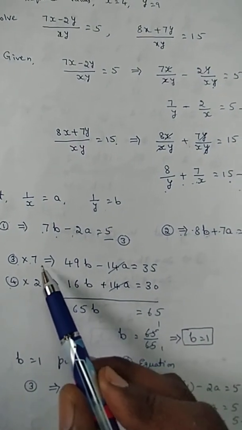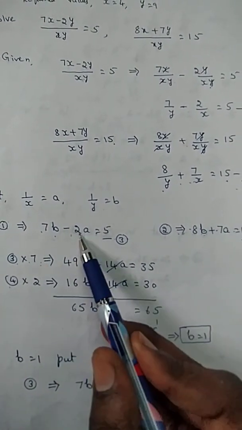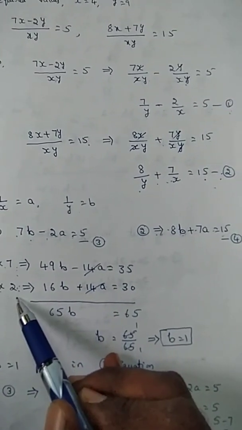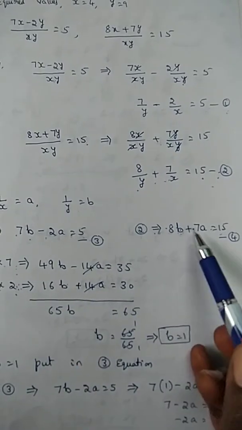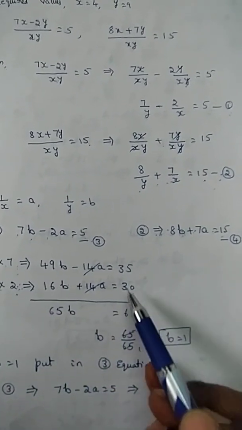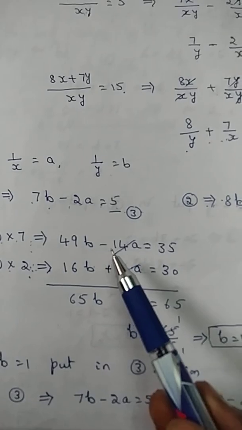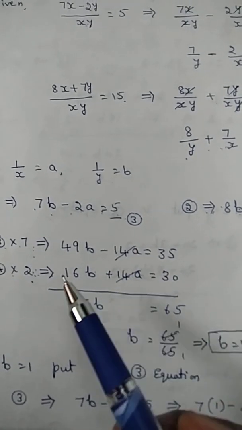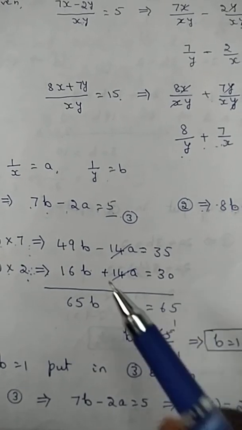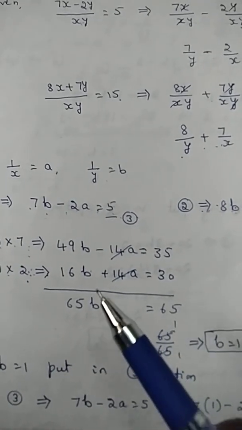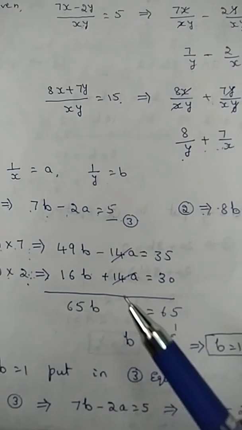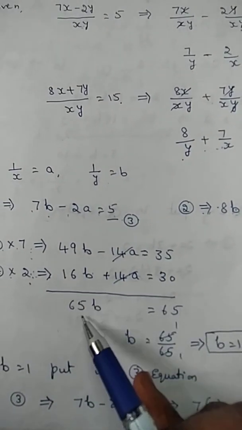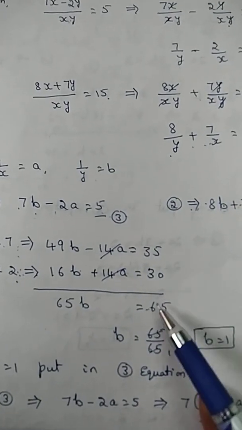Okay, elimination method. 7 7s are 49b, minus 7 2s are 14a, 7 5s are 35. The fourth equation multiplied with 2: 2 8s are 16b, 2 7s are 14a, 2 15s are 30. Clear? So directly these are additive inverses. No need to subtract the below equation from the above equation, because both are already additive inverses. If those were the same values, then we could subtract. Minus 14a plus 14a cancel. Now 49b plus 16b is 65b, that is equal to 35 plus 30, 65.